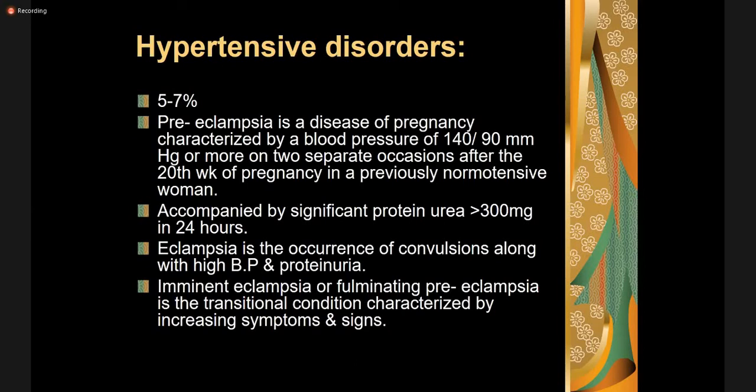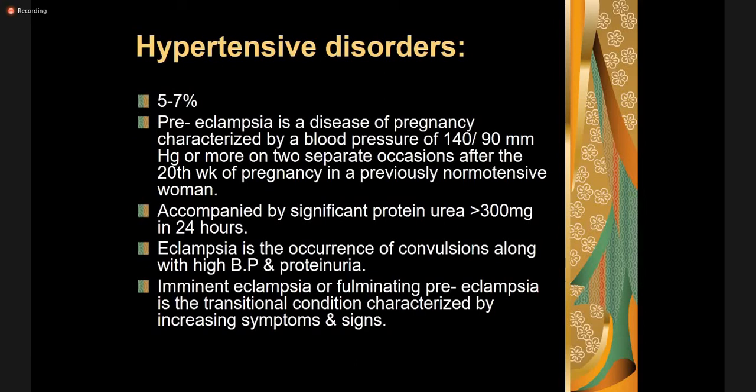So when you find that a woman's previous blood pressure was 110 by 70 or 120 by 70, and this time she has come with 140 by 90 millimeters, be alert. Then you have to at least admit her in the daycare so that you can have 2 or 3 readings of high blood pressure. And along with that, you have to send certain investigations to confirm preeclampsia.